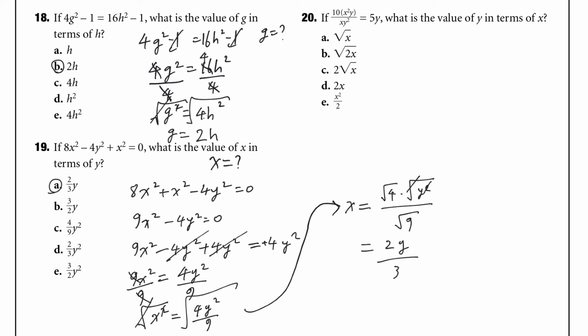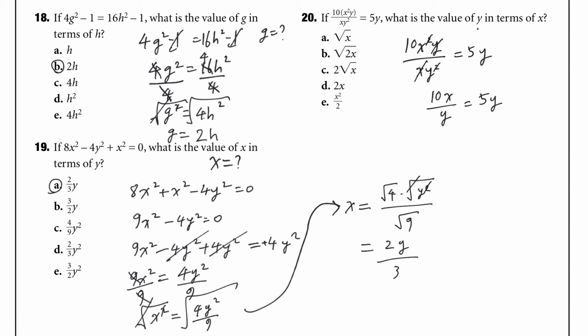Number 20. If 10x squared y over xy squared is equal to 5y, what is the value of y in terms of x? So on top we have 10x squared y over xy squared is equal to 5y. Now before I do anything, I want to reduce this. So x squared over x, so I can cancel x and the squared. y over y squared, I can cancel one y with the squared. So on the left-hand side, I have 10x over y is equal to 5y.